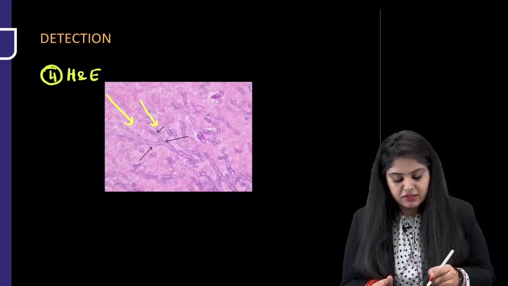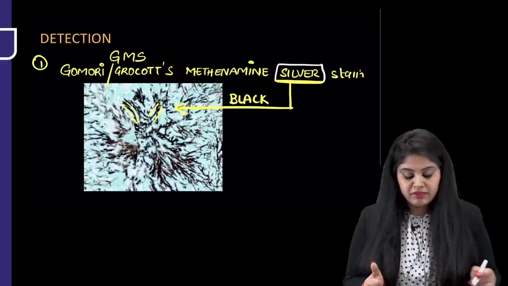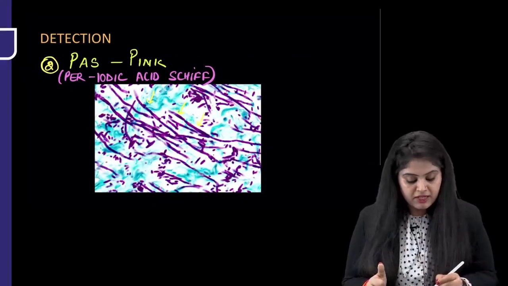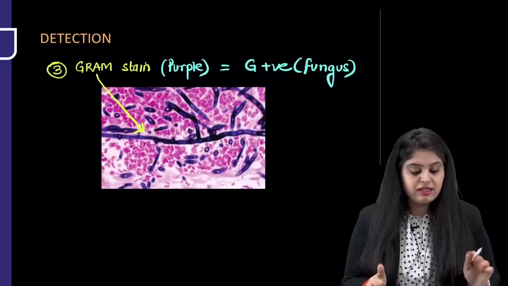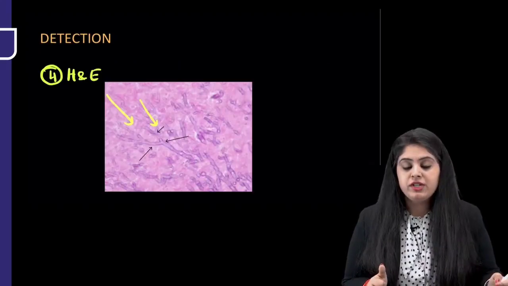Well, having discussed it, so all in all, when I go back, there is a black color stain called the Gomori methionine silver. Then the next one is going to be the PAS or the pink color. Then we have the third and the fourth one, which I told you, read and forget. So what is Gram stain? Gram stain is going to give you a purple color, Gram positive, and there's an HNE stain.